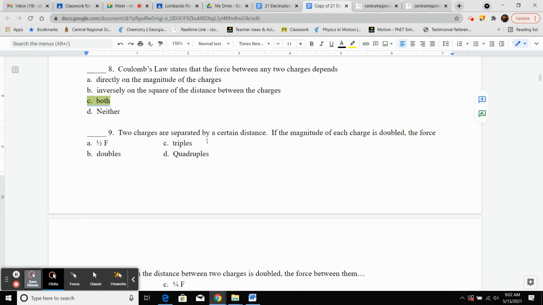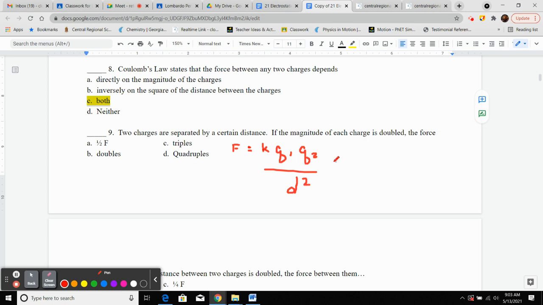Number 9, two charges are separated by a certain distance. If the magnitude of each charge is doubled, the force is going to do what? Well, if you did this, if we set everybody to like the ones equation, we have k, but that's constant, so we don't care about that. Okay, you have Q1 times Q2 over d squared.